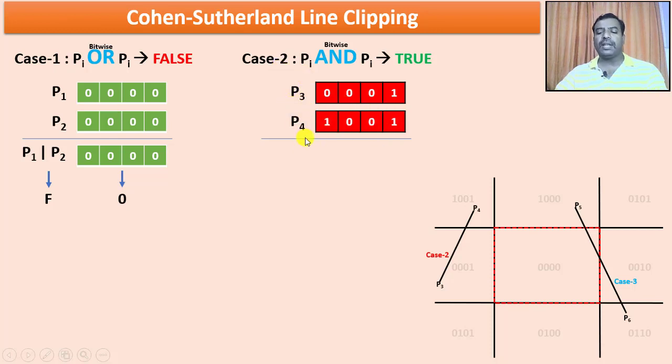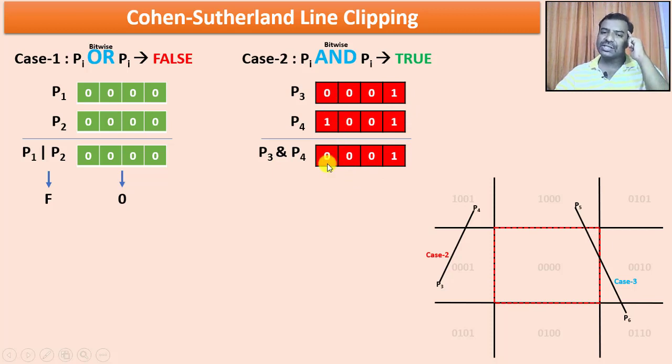And when I use P3 and P4, when I perform bitwise AND operation, 1 and 1 is 1, 0 0 is 0, 0 0 is 0, 0 1 is 0. And when I convert this to a decimal value, it's 1 and it's true, and case 2 becomes true now. Fine. And now this is how we are going to say the line is completely accepted or the line is completely rejected.